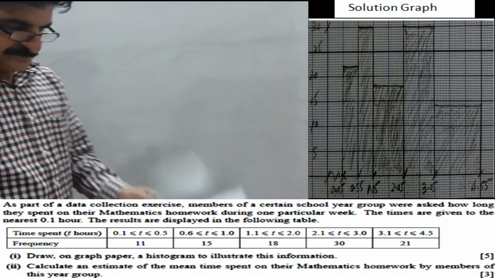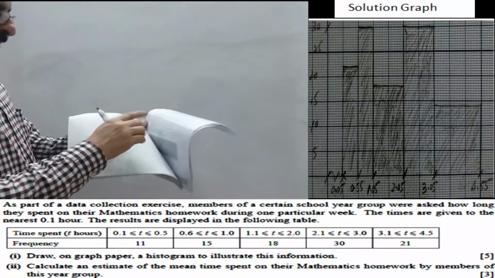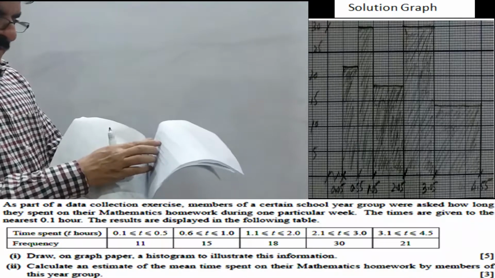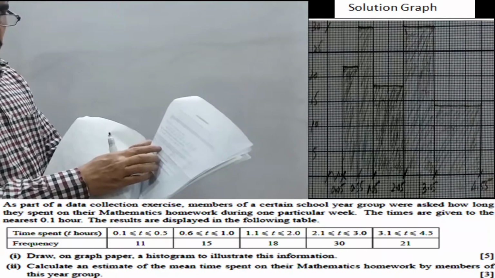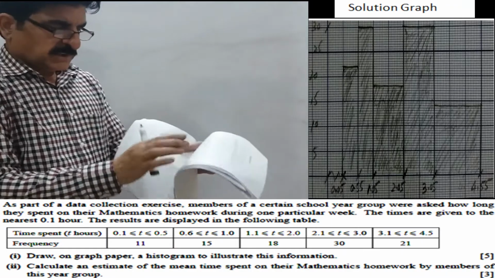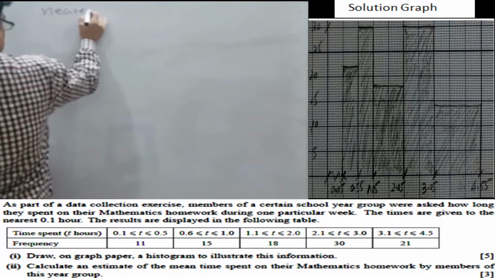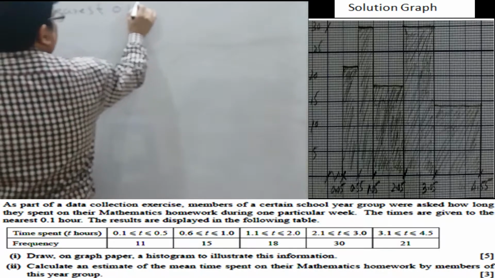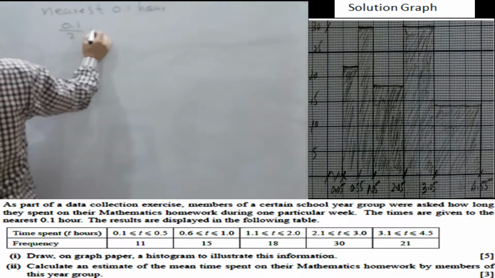Okay, question number 3. Read the question. You see that the first class is ending at 0.5 and the second class is starting at 0.6. So they are not the same. For a histogram we have to make them equal. Now you are given that the data is nearest 0.1 hour. It means if you divide it, you will get 0.05.